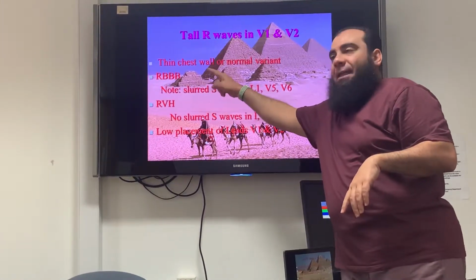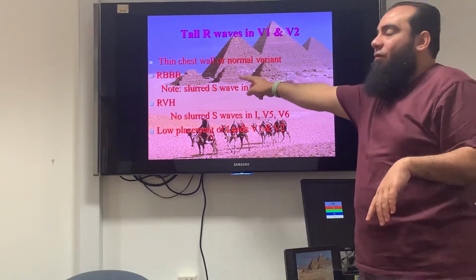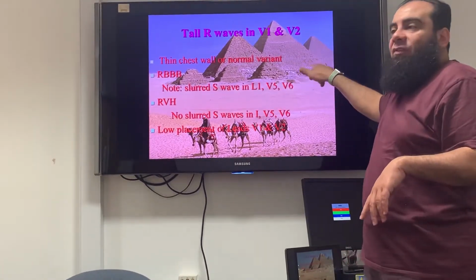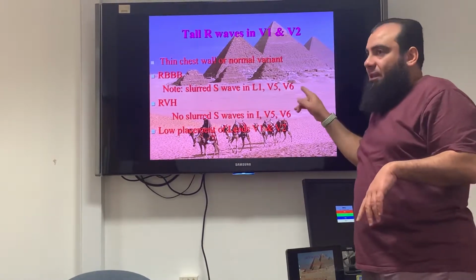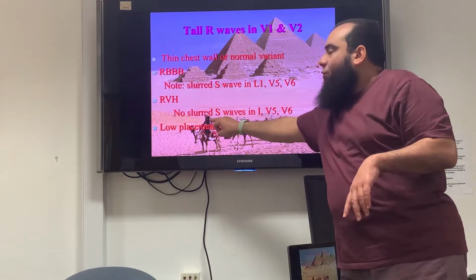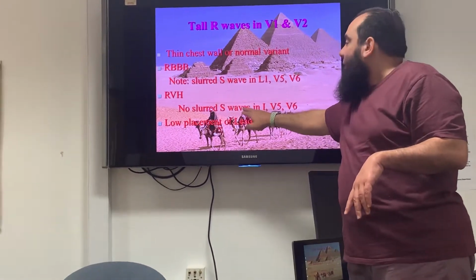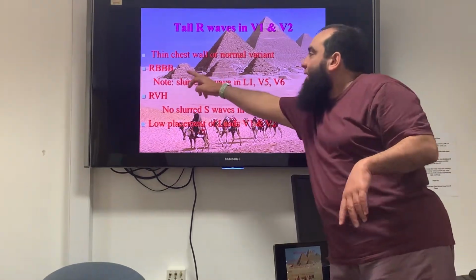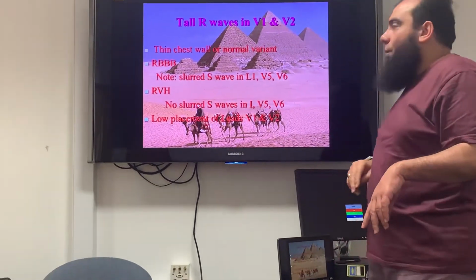Right bundle branch block can have a tall R wave in V1, but we noticed the slurred S wave in lead I and V5, which are lateral leads. I discussed that last lecture. The third cause is right ventricular hypertrophy, and you can tell that criteria is not there. The complex here is wide, and here it is narrow.